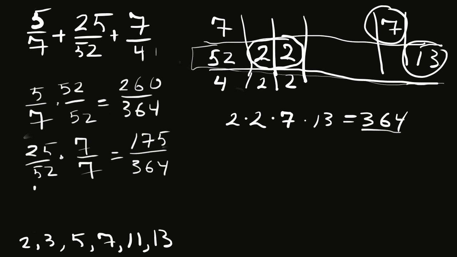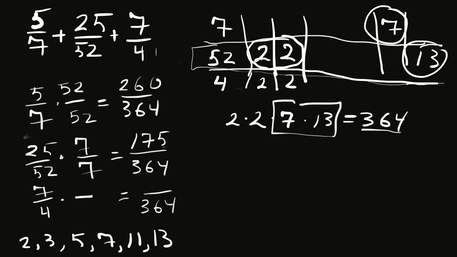Then finally, 7/4. We're going to multiply that by some sort of a fraction to turn that into something in 364ths. So we see here that 2 times 2, that's 4, times 7 times 13 is going to give us 364. And 7 times 13 will turn out to be 91. So we're going to multiply this whole business by 91/91, and that's going to give us 637.